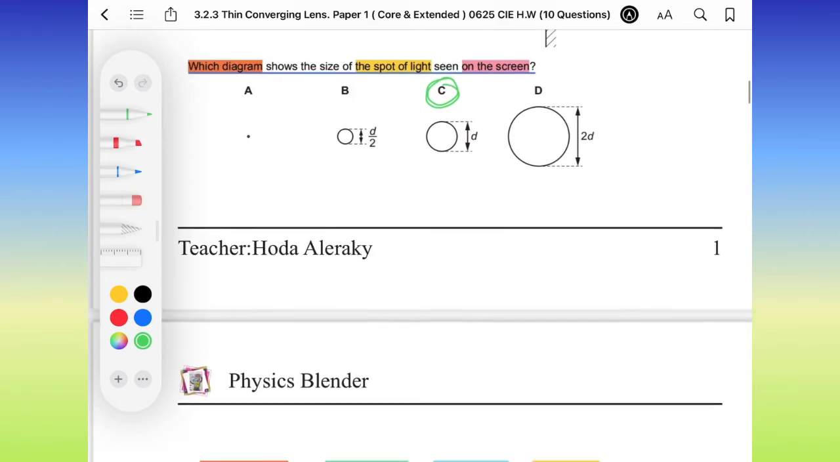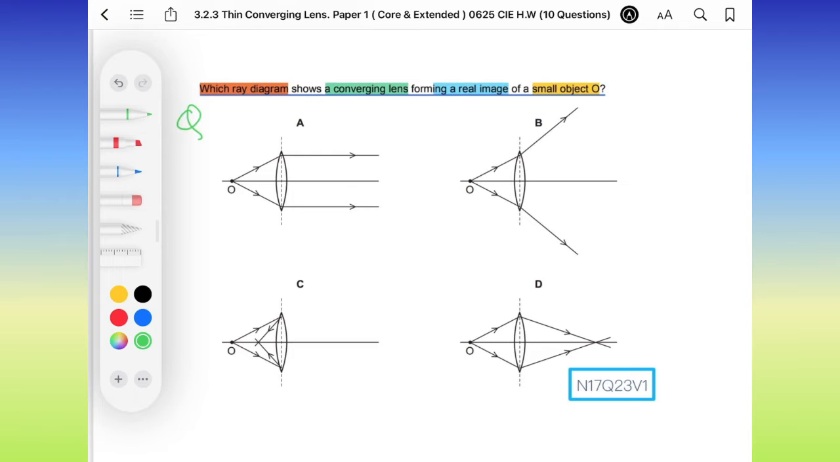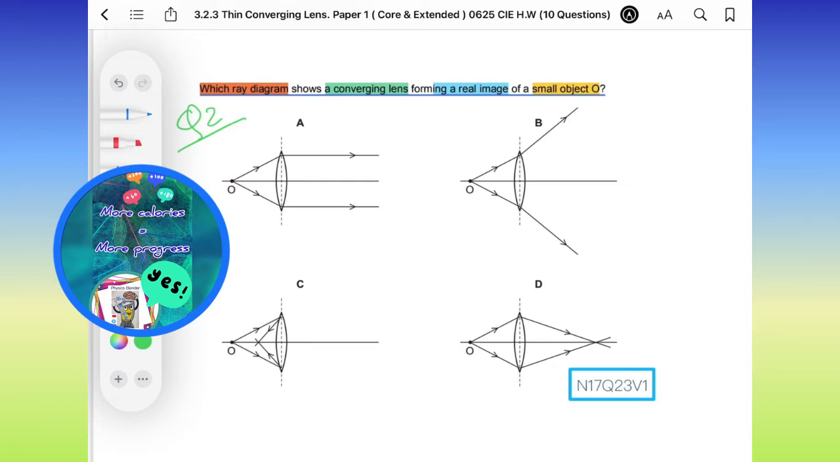Okay, question number 2 is asking you about a thin converging lens, and the lens is forming a real image. So you are sure that you will obtain an image of a small object. Which diagram here is correct? Okay, I have to remind you that in case of choice A, rays are refracted parallel to the principal axis, so no image will be formed. So in this case, A will be excluded.